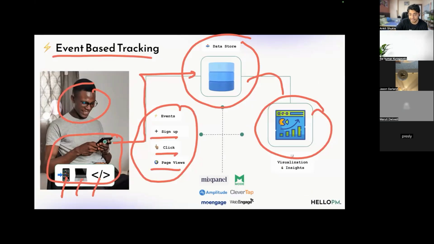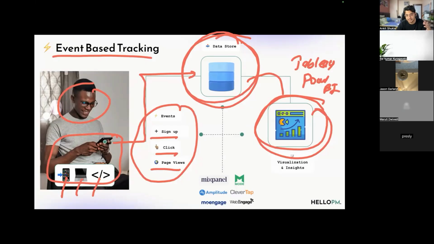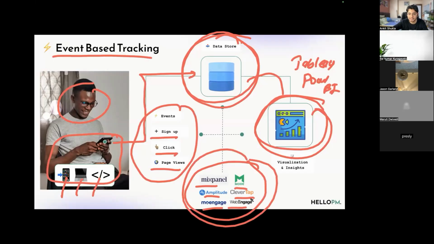Although many companies use different kinds of tools for different purposes, for visualization, many companies use Tableau, many use Power BI or Metabase or Redash, other kinds of platforms. For database, they use MySQL, Redis, or Cassandra, or many other things. But most companies go ahead and use some out of the box solution, such as Mixpanel, Mode, Amplitude, CleverTap, WebEngage, MoEngage, which automatically does all of these things for you.